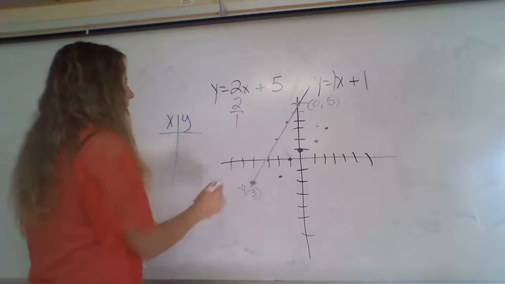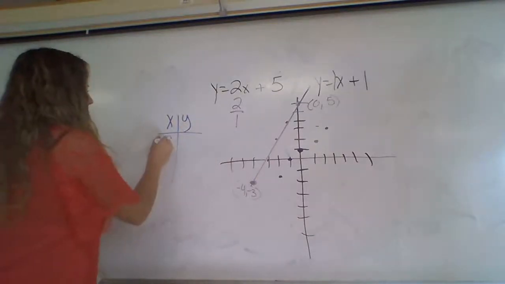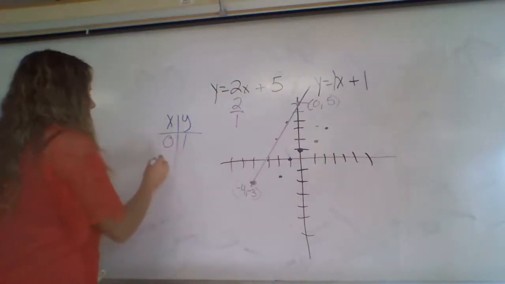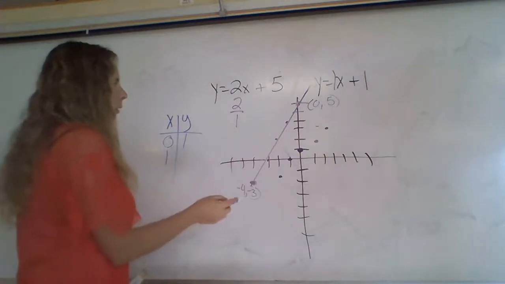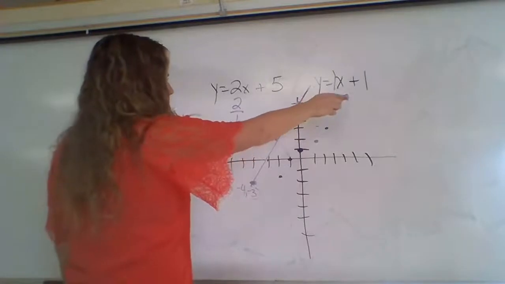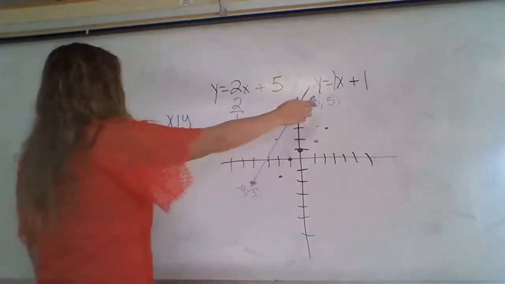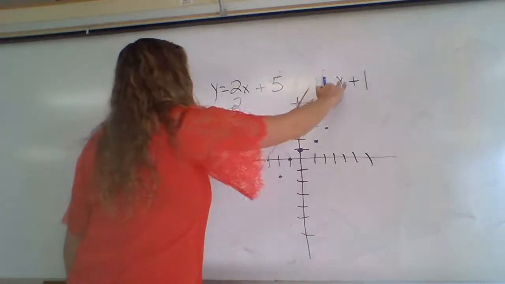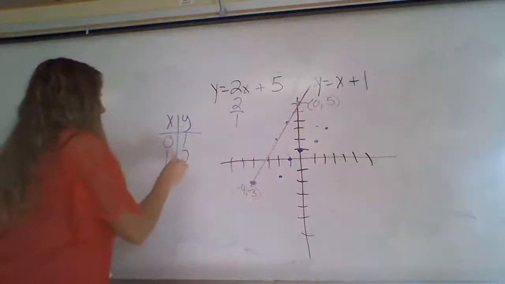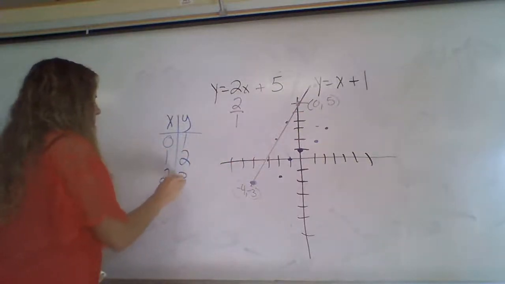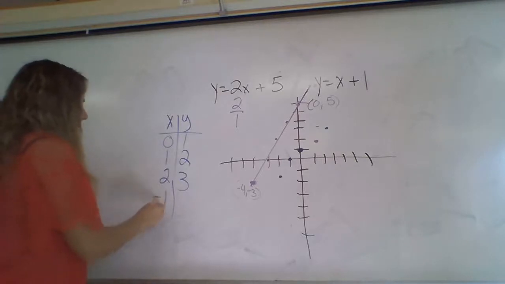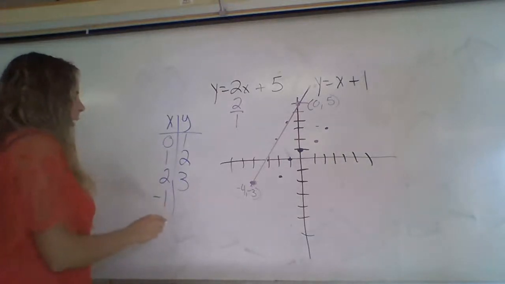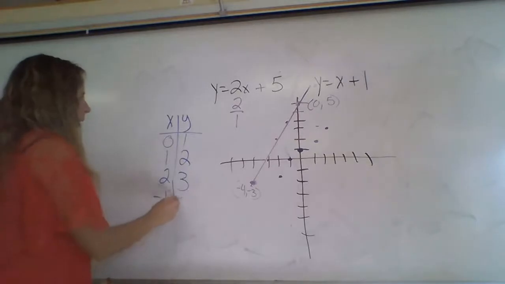For this one, if x is 0, y is 1. If x is 1, y is x plus 1, so 1 plus 1, which is 2. If x is 2, y is 3. Let's go down in the negative direction. If x is -1, then y would be 0.